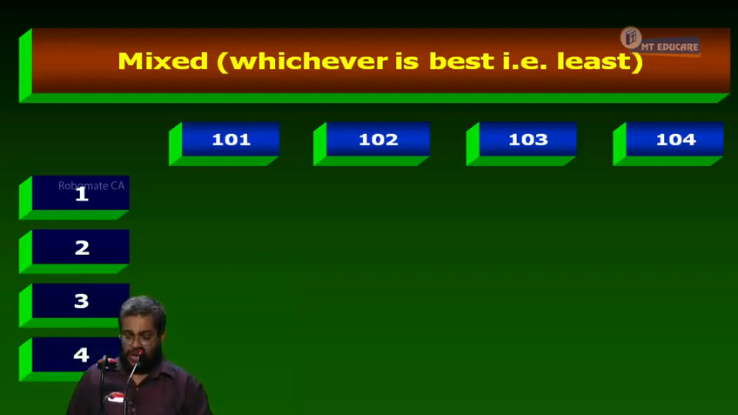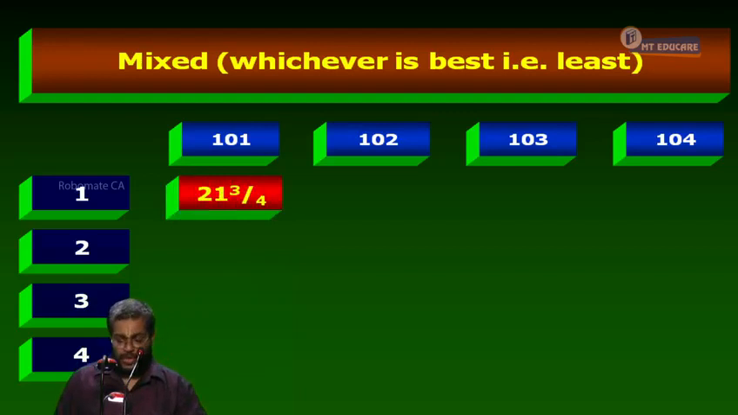Now, 1 and 101, what is the Delhi layover time? 24. What is the Jaipur layover time? 21, 3 by 4. Which is lower? 21, 3 by 4. I select from what? Jaipur. Yes or no? Now, 1 and 102, what is the Delhi layover time? 24 and a half. Jaipur is what? Which is less here? Jaipur. I select from what?